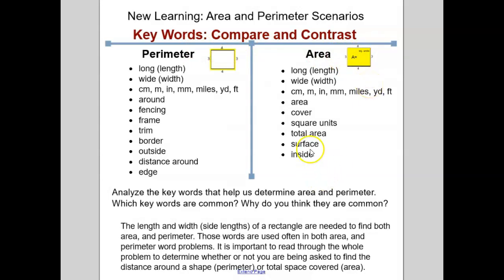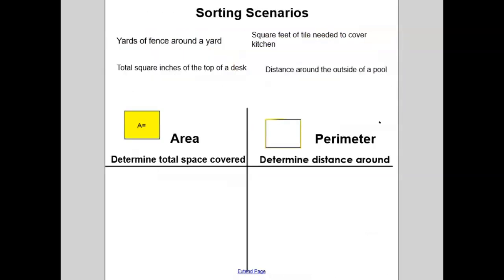So you'll notice that you need to determine side lengths to solve both area and perimeter. But you need to read very carefully to determine whether or not you're solving area or perimeter word problems. We're going to sort some scenarios, and this is going to be very important because for tomorrow's lesson, you're going to decide whether or not word problems are area or perimeter problems. Today, we're going to solve for both the area and perimeter, but I want you to get very comfortable with how they're different so you can be very successful as we move through this unit.